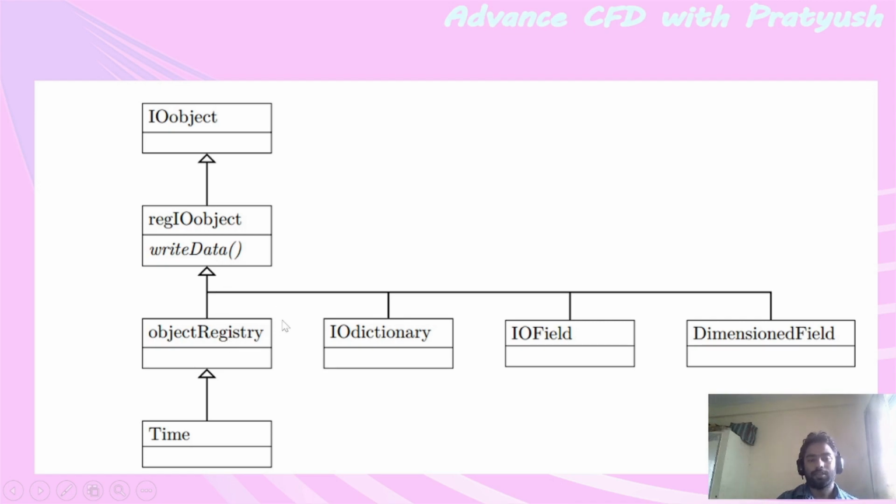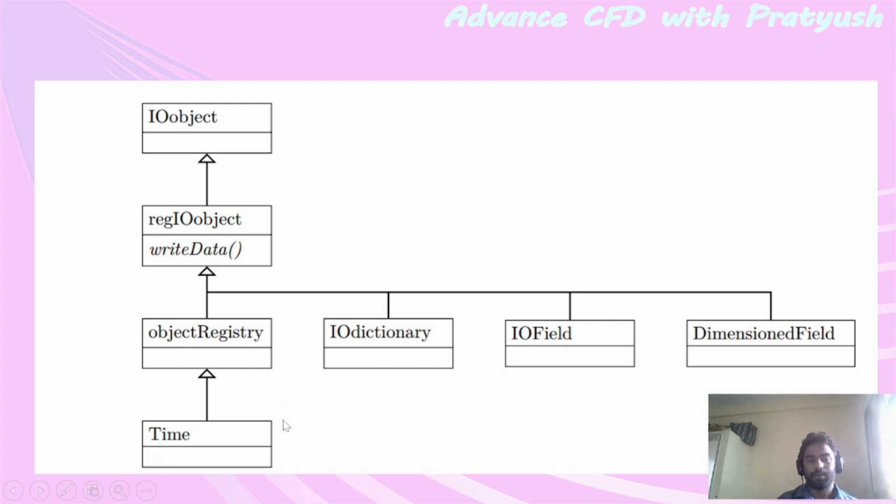And there are other classes also, like IO dictionary, IO field, and dimensioned field, that are derived from the registered IO object. So what it means is that whenever you declare an IO dictionary or IO field or dimensioned field, it is going to be registered in the IO object registry using the concept of the registered IO object.